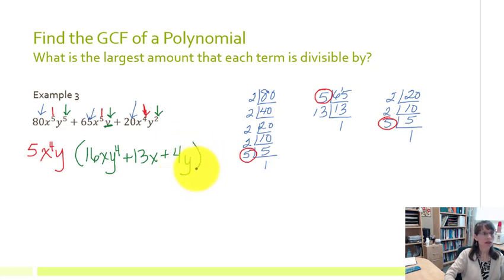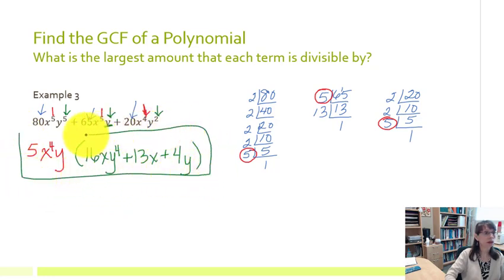Close it with the parenthesis. So our final answer includes 5x to the 4th y multiplied by this quantity.